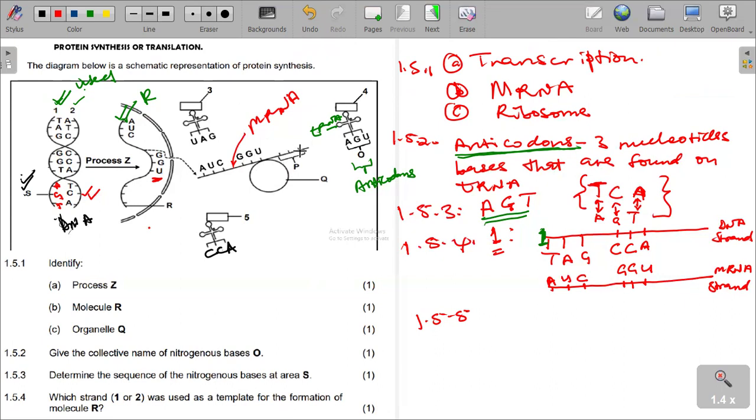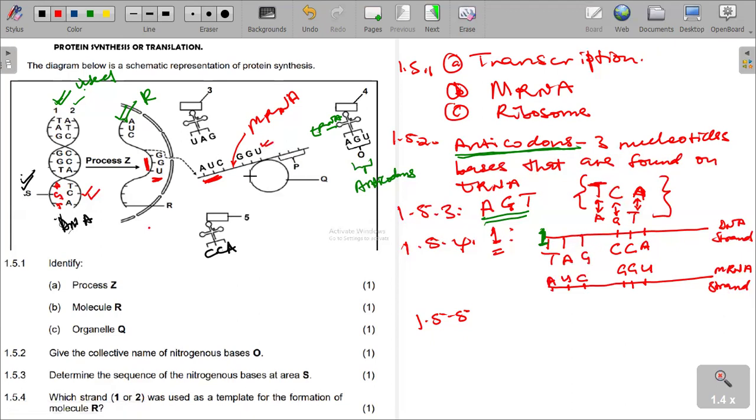mRNA strand, which we said was formed through strand 1. So we have our first order of nitrogen bases, which is AUC, given here. We have also GGU, which is given here too.